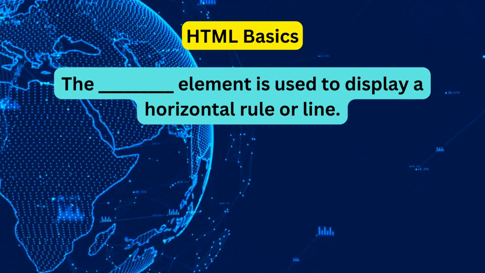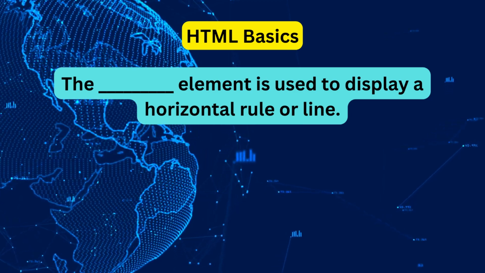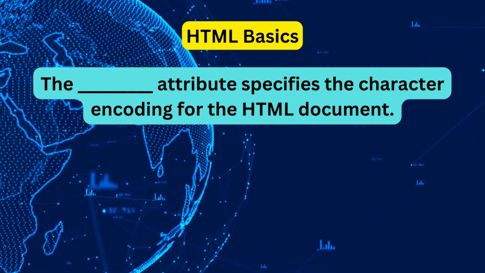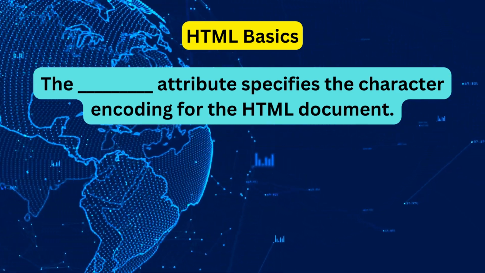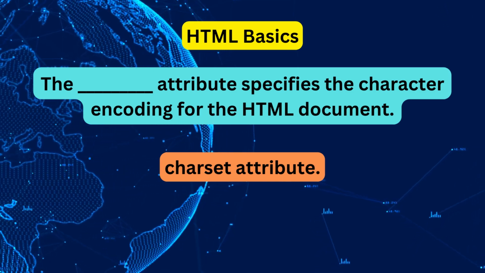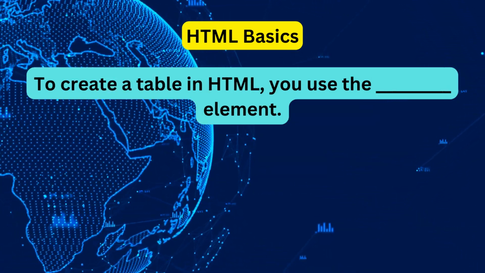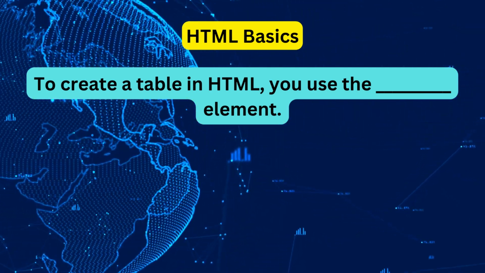The <hr> element is used to display a horizontal rule or line. HR element. The charset attribute specifies the character encoding for the HTML document. Charset attribute. To create a table in HTML, you use the <table> element. Table element.